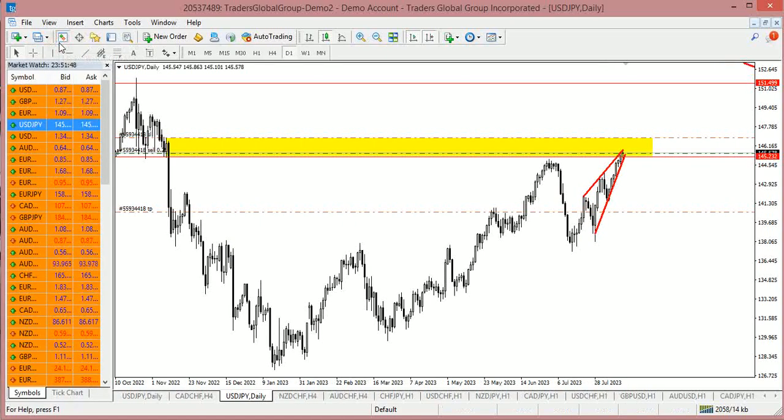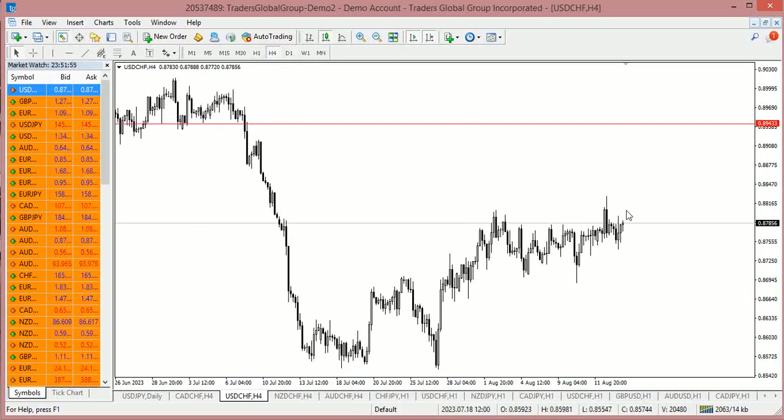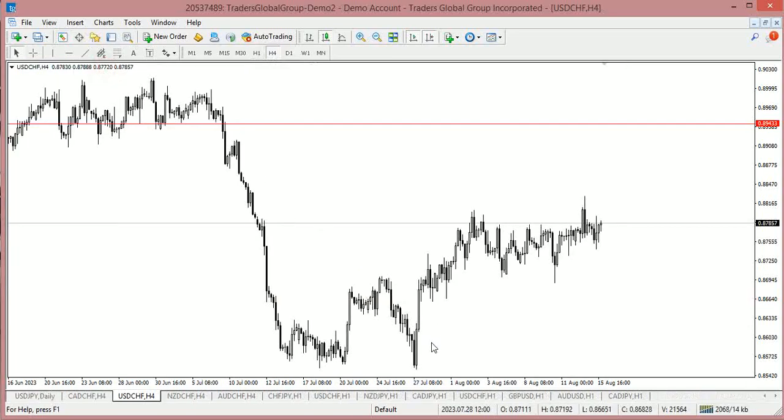So let's just look for some other setup. I saw the USD Swiss has another sell. You see the price is compressing right now. The price is moving up, down, up, down, making higher highs, higher lows. So just expecting the price to touch the nearest base.